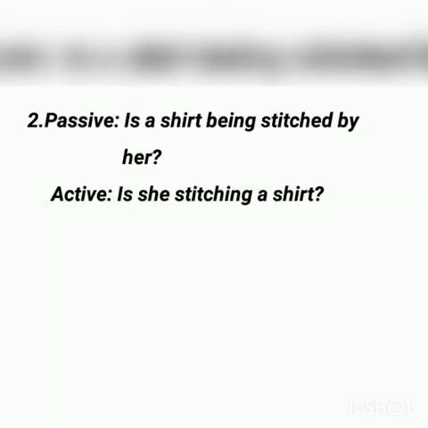Number 2, passive. Is a shirt being stitched by her? This is question form, and we'll change again into question form in the active voice. Here the object is her and the subjective form is she. It is singular person and we have to use it with is. Let's change into active. Is she, ing form of stitch is stitching a shirt. Is she stitching a shirt?